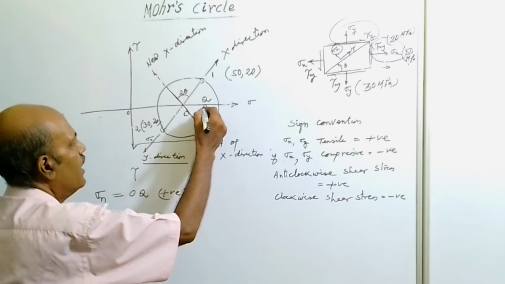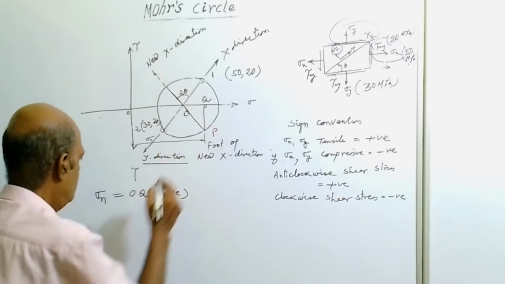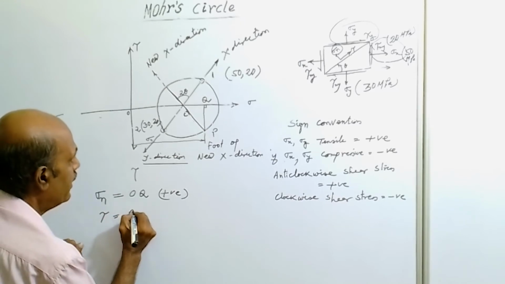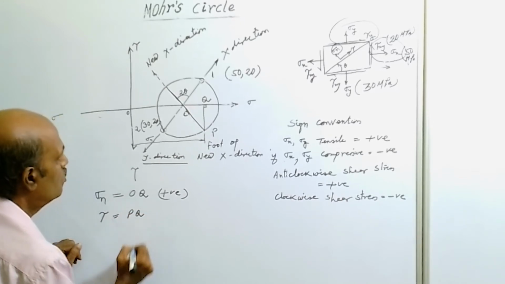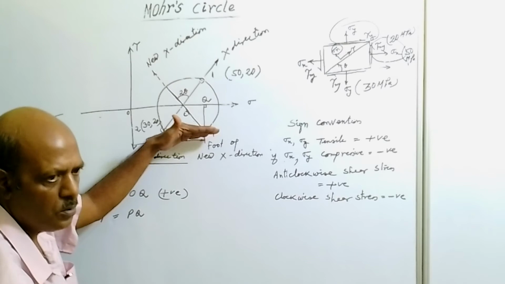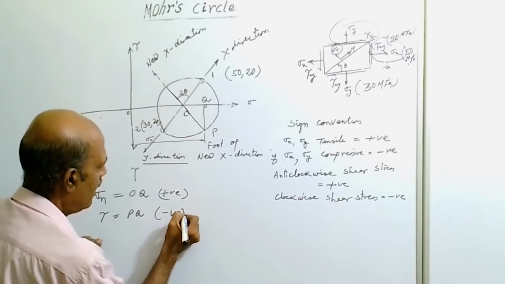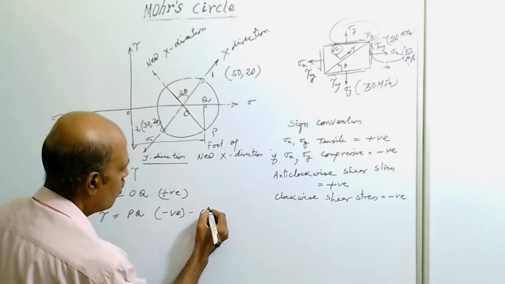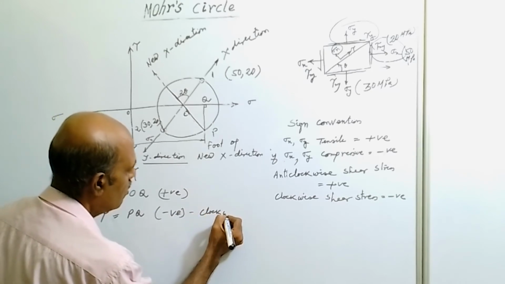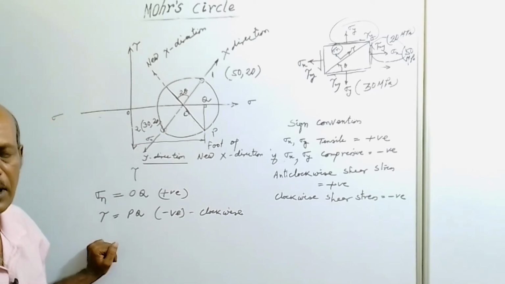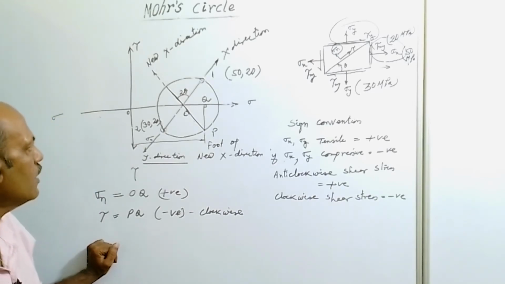Now, if we measure the distance PQ, that will be your tau value. You can see it is below, that means it is negative, and that means this is a clockwise stress. So we have got the sigma n value and we have got the tau value.